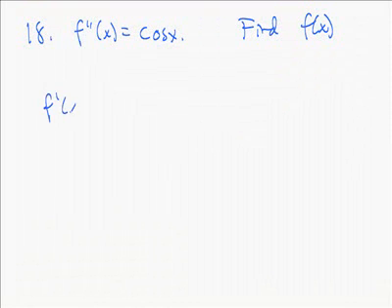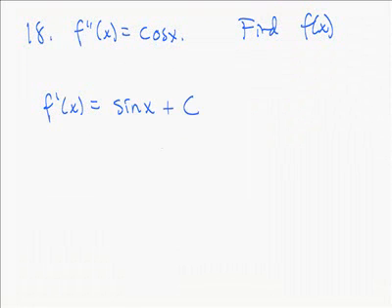So f prime of x is going to be the antiderivative of f double prime of x. Remember, the antiderivative of cosine from the chart there is sine of x, and that's just simply because the derivative of sine is cosine. Now, I'm going to have to add on a constant, so plus some constant c.